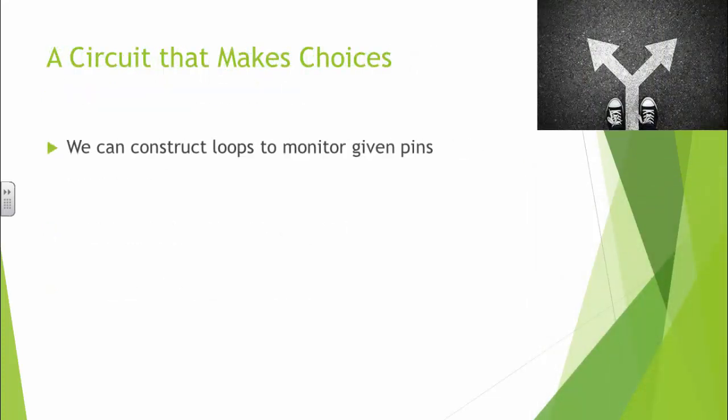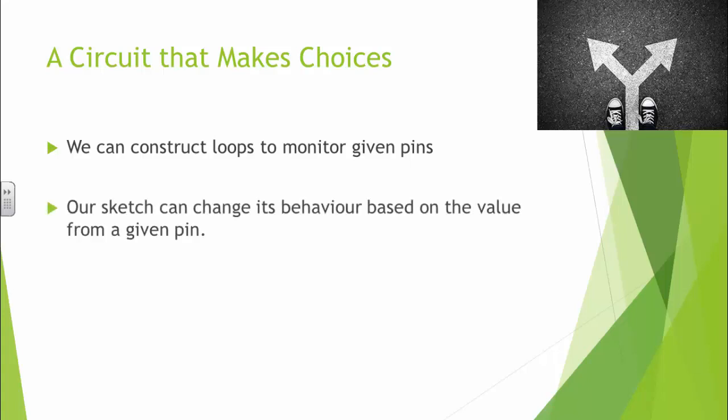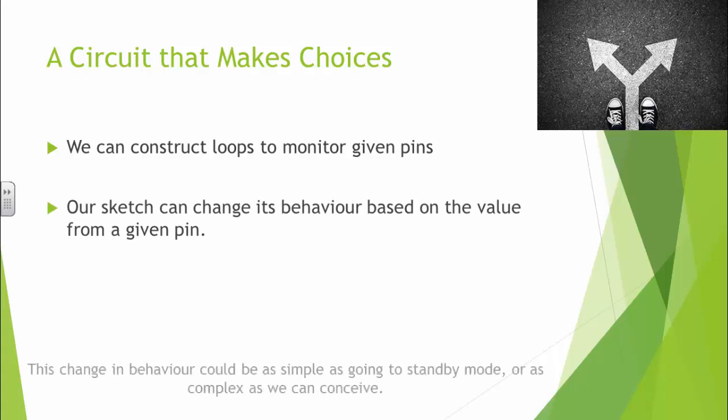Okay, so we want to be able to take our processing algorithms and have them make choices based on the outside world. And we've already discussed constructing loops that can monitor for input, particularly so far from the serial monitor. But we can also monitor given pins, looking for electrical signals. And our sketch, of course, then can change its behavior based on the value from a given pin. This change in behavior can be as simple as going to or from a standby mode, or it can be almost as complicated as we can conceive.